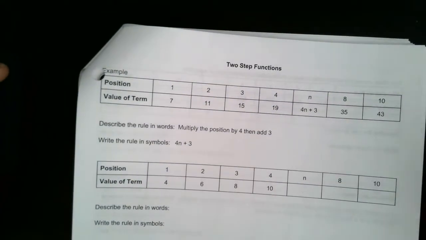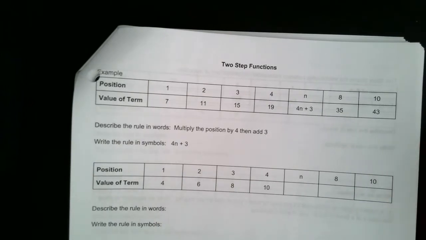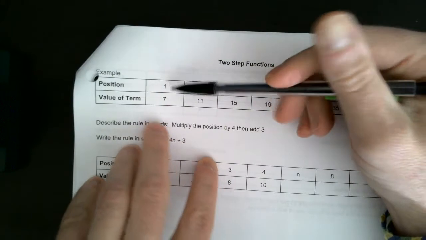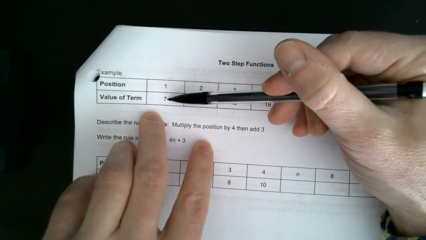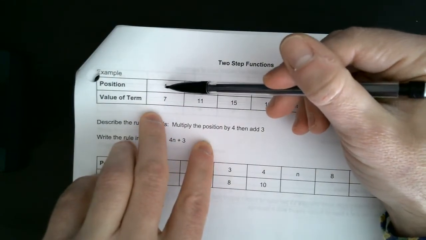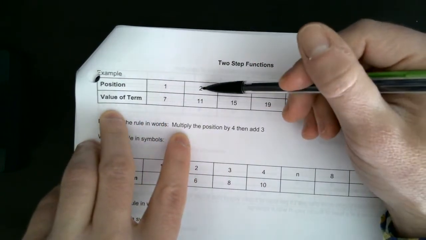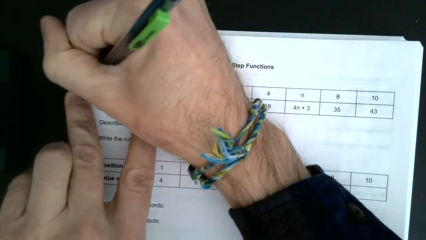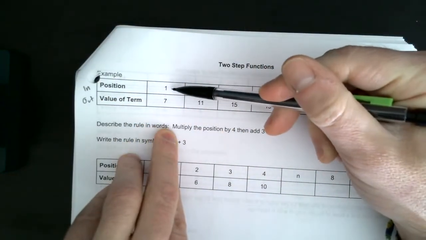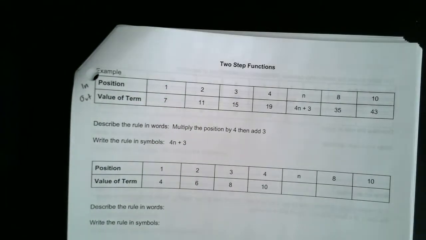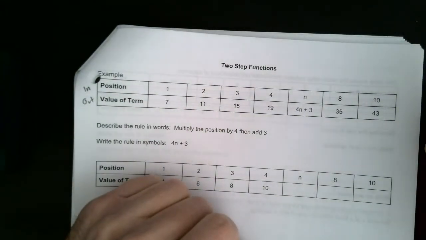All right, so now we'll look at two-step functions, which again is something we looked at last time. We'll see why. If we try to go from 1 to 7, maybe we can multiply by 7. 1 times 7 is 7. 2 times 7, though, is not 11. So I'm just going to jot this down and put output. Maybe add 6. 1 plus 6 is 7. 2 plus 6, though, is not 11. So this is a sign that this is probably a two-step function.